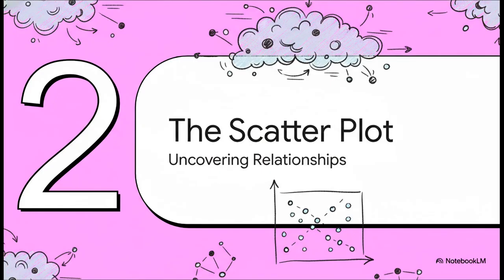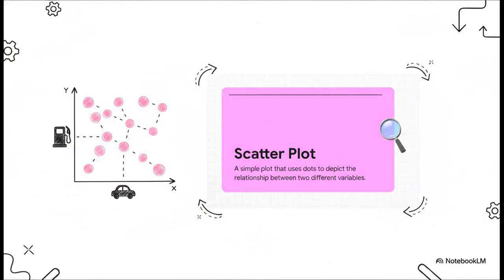Okay, so to really get a handle on this, we're going to focus on one of the most basic but powerful charts out there, the good old scatter plot. So what exactly is a scatter plot? It's really simple. It's just a graph that uses a bunch of dots to show you the relationship between two different things. In our case, we're looking at a car's weight versus its fuel efficiency. Every single dot on the plot represents one car, and its position shows you its weight and its MPG. It's the perfect tool for seeing how one thing might influence another.